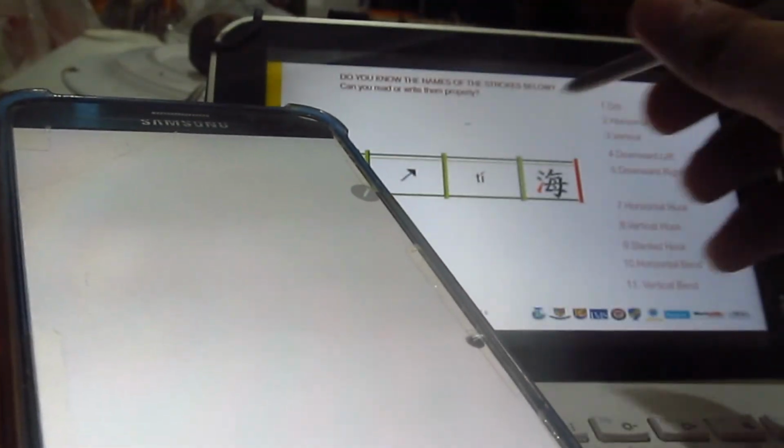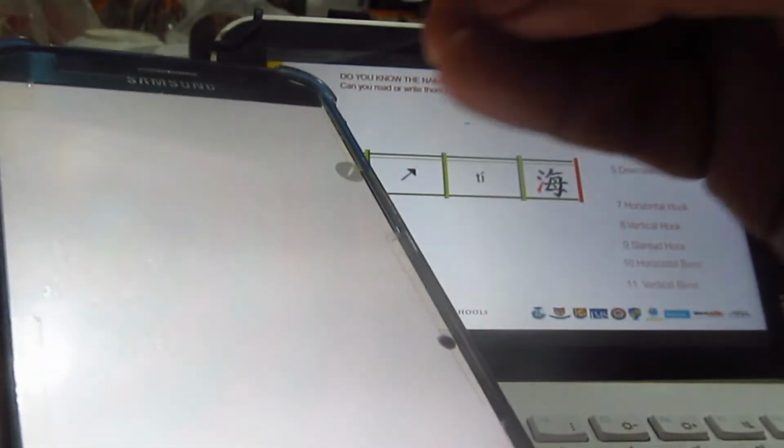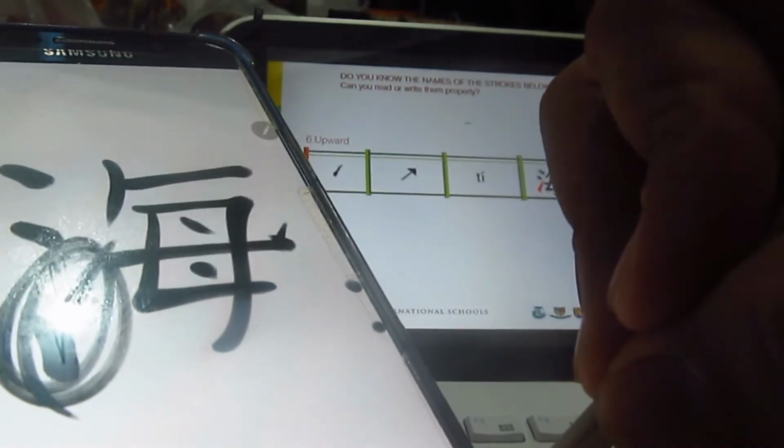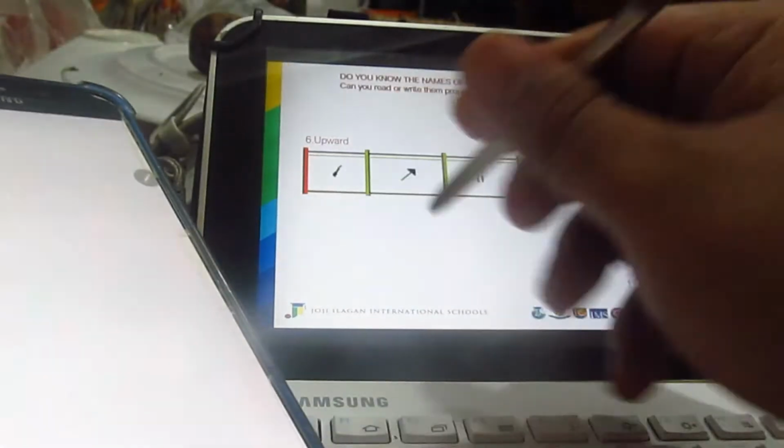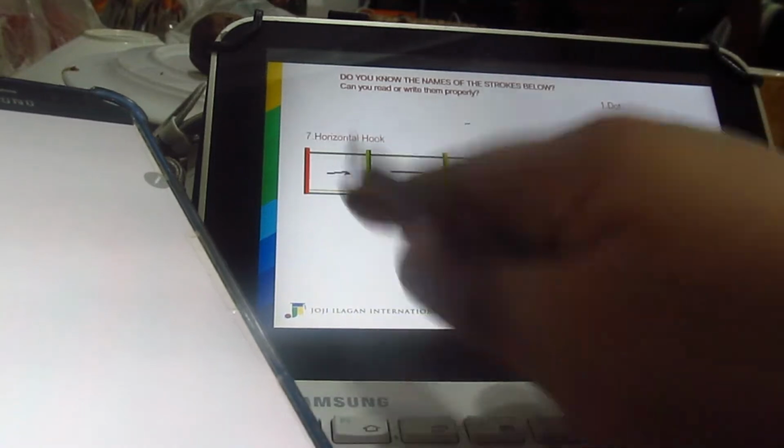So let's use this example, gao, or high, as an example character. Let's do this. One, two, and the ti. Okay, this is how you write gao, and this one is the ti, or upward stroke. Okay, so that's the upward stroke.